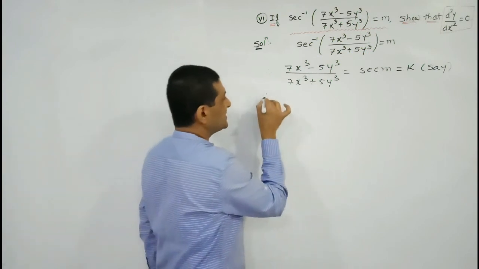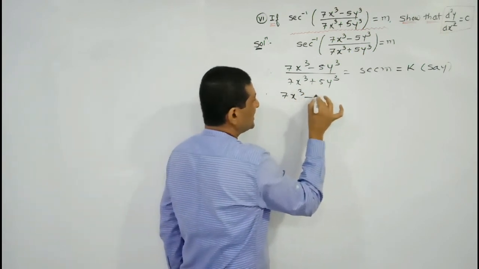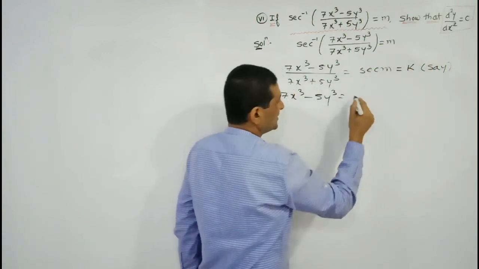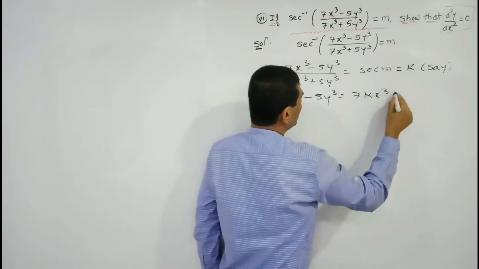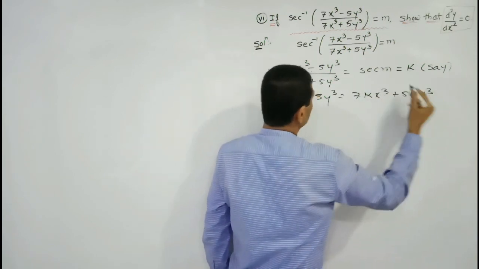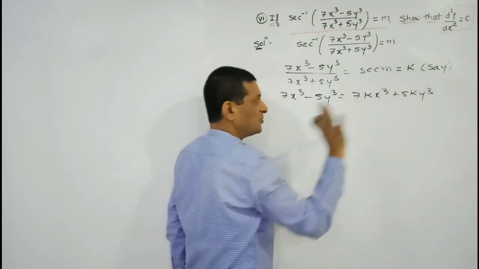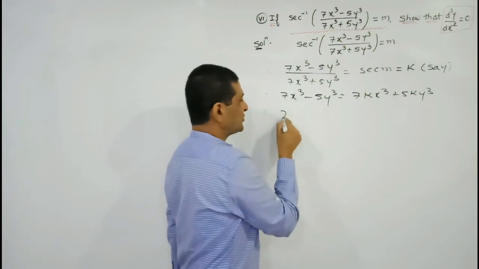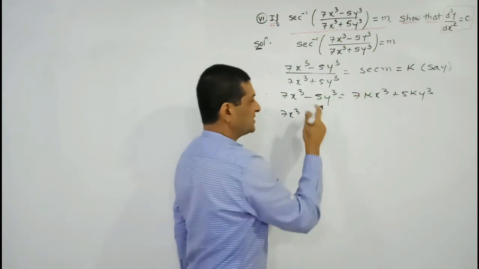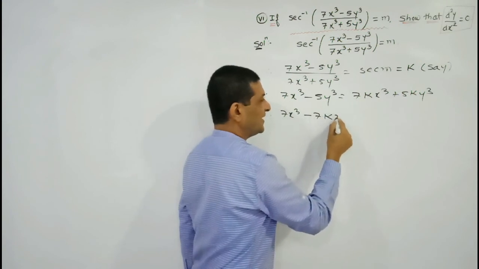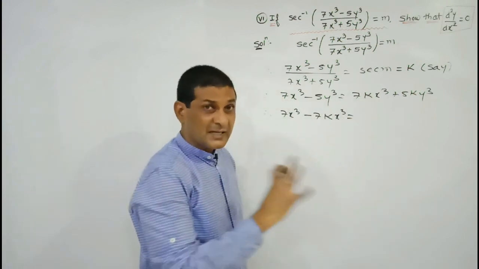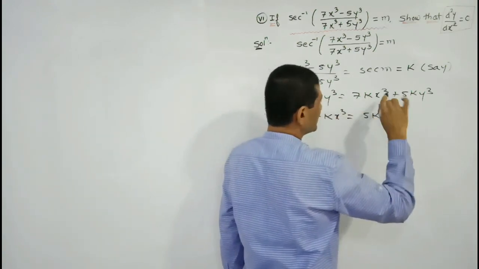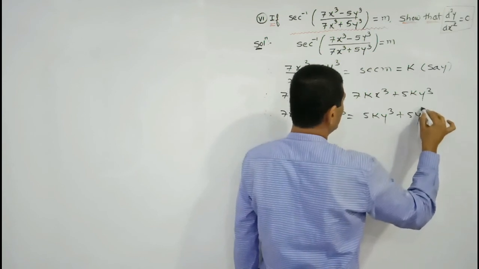So on this side 7x cube minus 5y cube, keep it as it is, this denominator will get multiplied to k. So on this side we will get 7k x cube plus 5k y cube. Now on one side we are collecting the terms of x. So here 7x cube, keep it as it is, this plus term on this side will become minus 7k x cube, isn't it? Collect remaining terms on the right hand side. So 5k y cube, and this minus term on this side will become plus 5y cube.